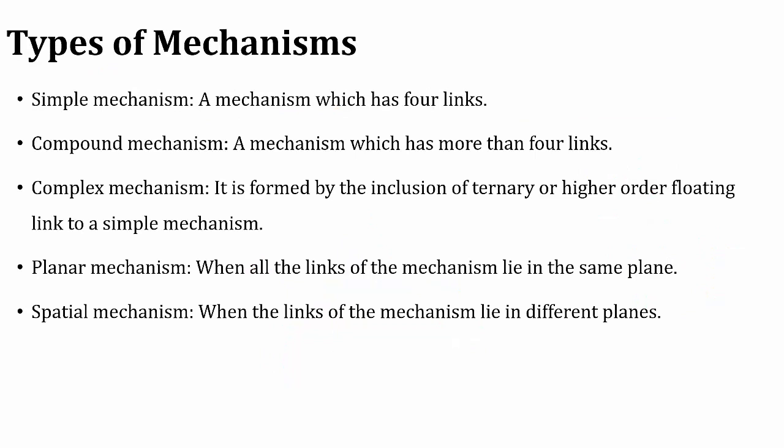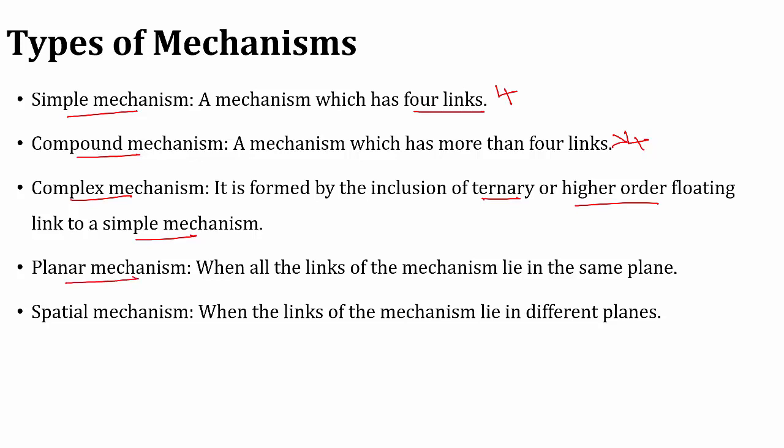So there are 5 types of mechanisms. The first one is simple mechanism. So if the mechanism has only 4 links, then it is called a simple mechanism. A compound mechanism. So if the mechanism has more than 4 links, then it is called a compound mechanism. Then complex mechanism. So if the mechanism is formed along with ternary and higher order floating links, then it is called a complex mechanism.